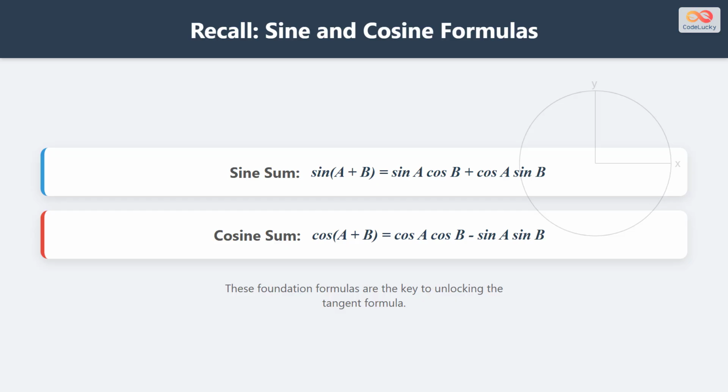To begin, let's recall the sum formulas for sine and cosine, as these are the building blocks we will need. The sine of the quantity A plus B is equal to sine A cosine B plus cosine A sine B, and for cosine, the cosine of the quantity A plus B is equal to cosine A cosine B minus sine A sine B. Make sure you are comfortable with these before we move forward.